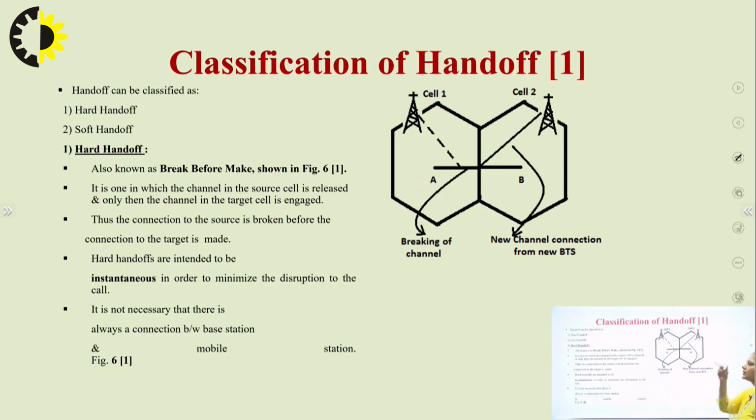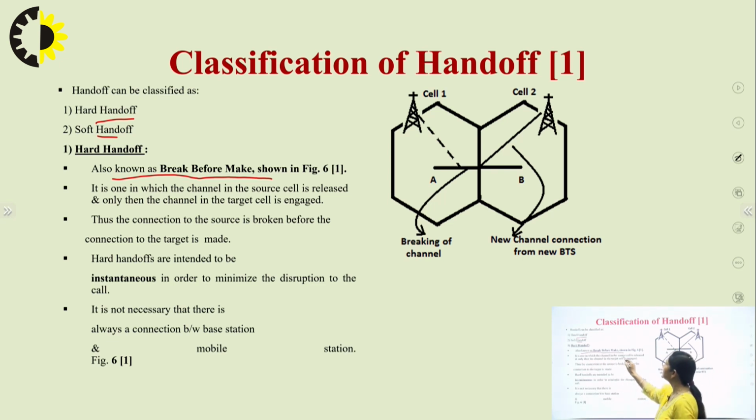Now, classification of handoff. Handoff can be classified as soft and hard handoff. We will discuss these. Hard handoff is also known as break before make. We should be clear about this term. Hard handoff means break before make. That means the connection with the first base station will be broken first, and then the connection with the new base station will be made. So, this is break before make.